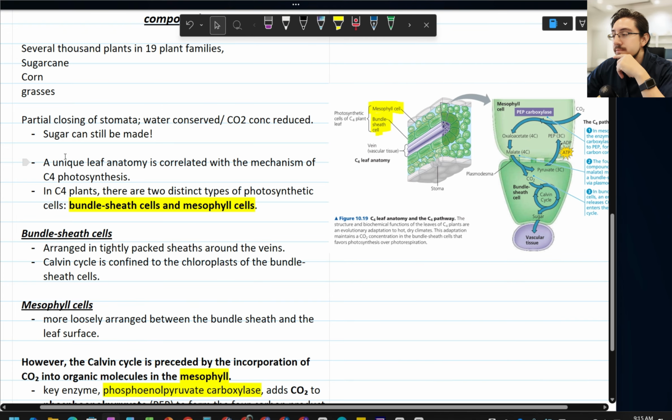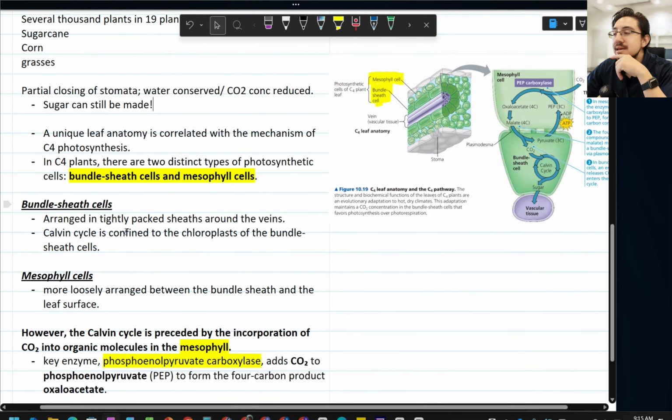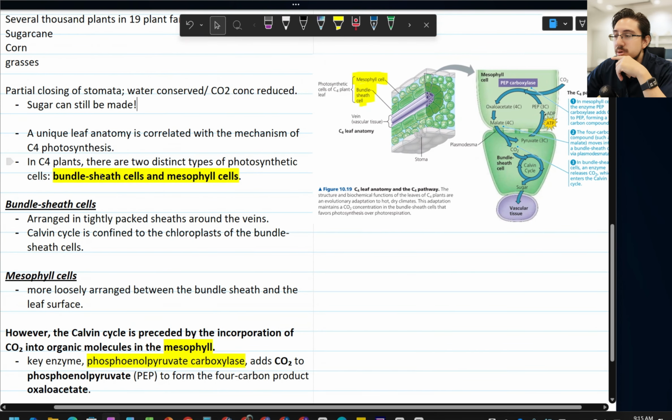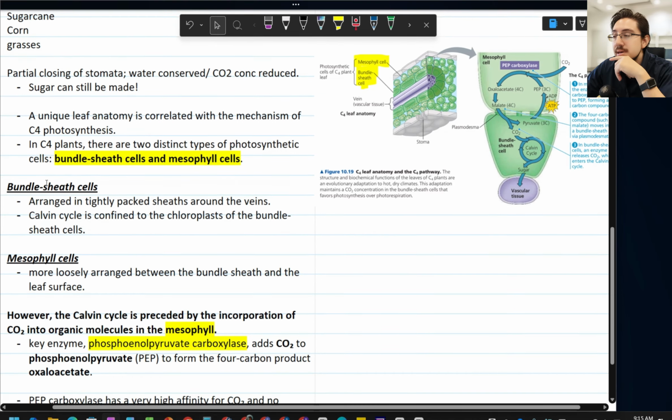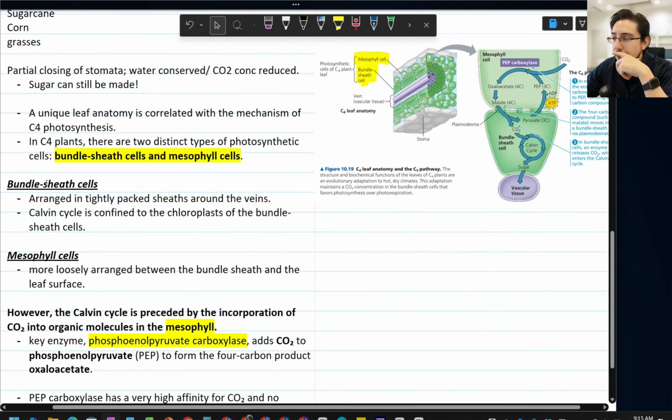Okay, so there's a unique leaf anatomy within these particular plants that correlates with a particular mechanism of C4 photosynthesis. And there are 2 structures that you do need to know.